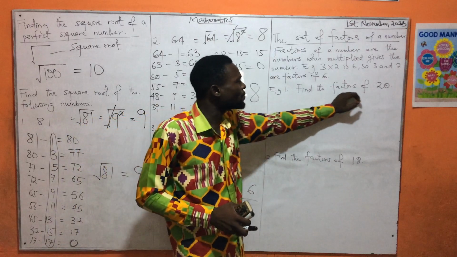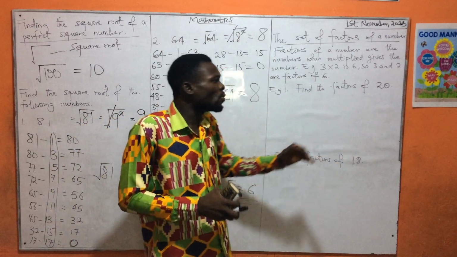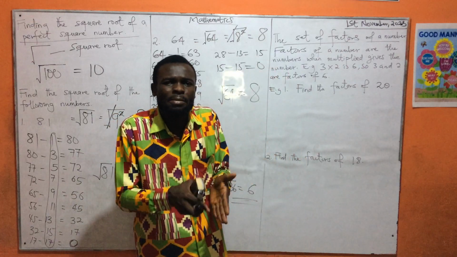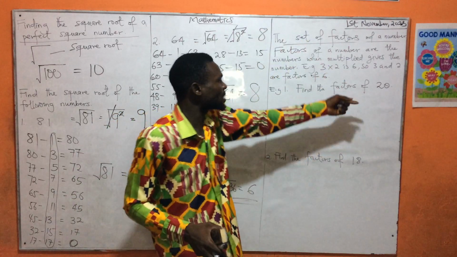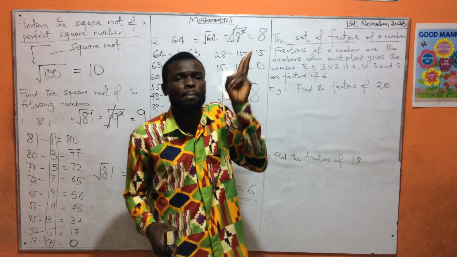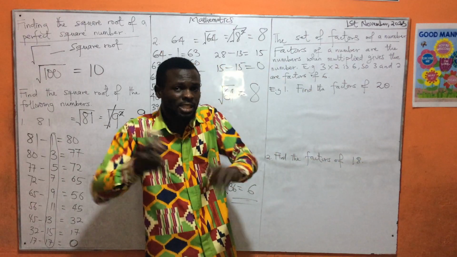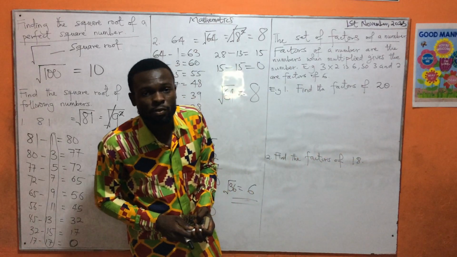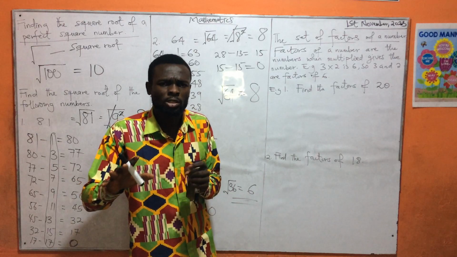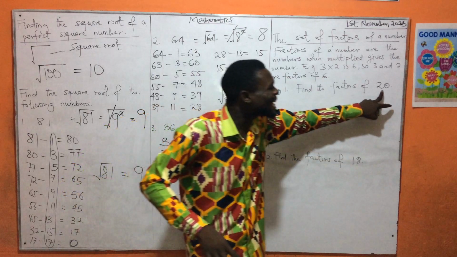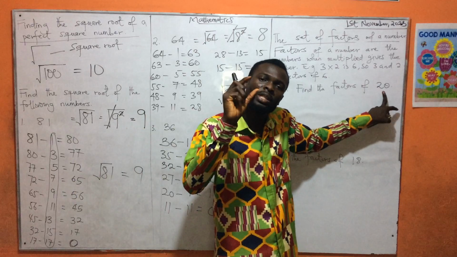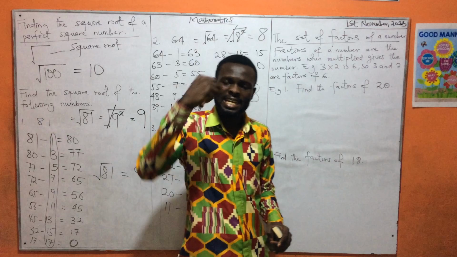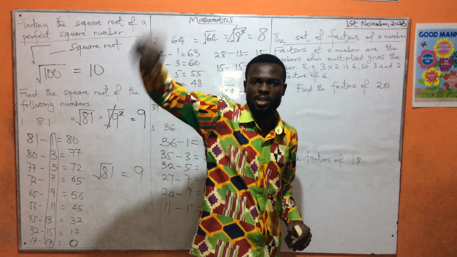Now we said find the factors of 20. Now if I want the factors of 20, I should know what factors are. We said factors are numbers that, when multiplied, give us the number. So any two numbers that when you multiply give you 20, then those two numbers are factors of what? Of 20. But to be short, to be simple, let us start from 1 and know that 1 is a factor of every number, and the number is a factor of itself.